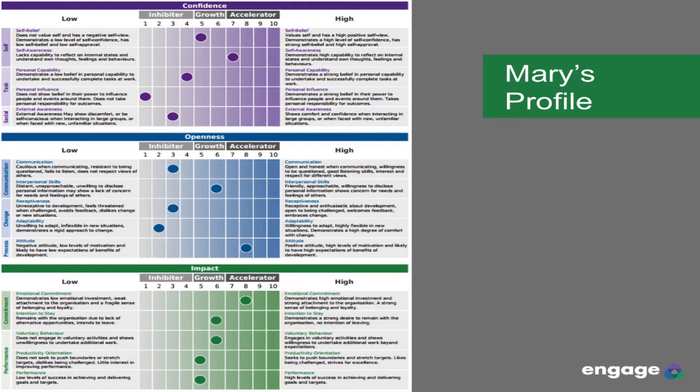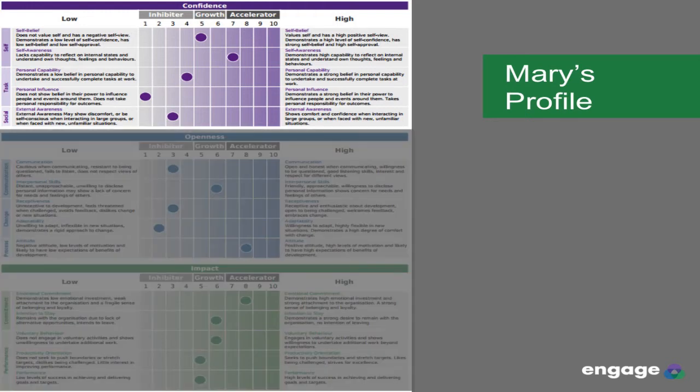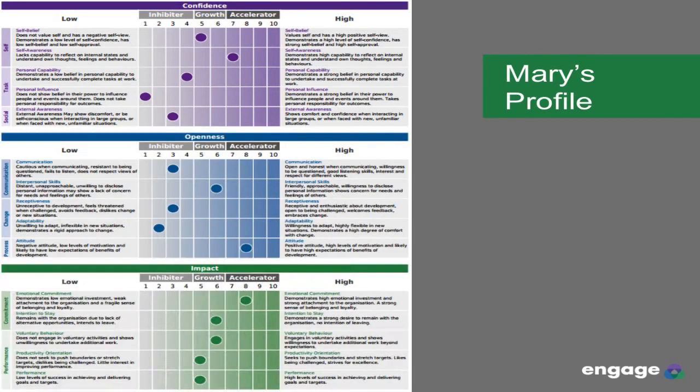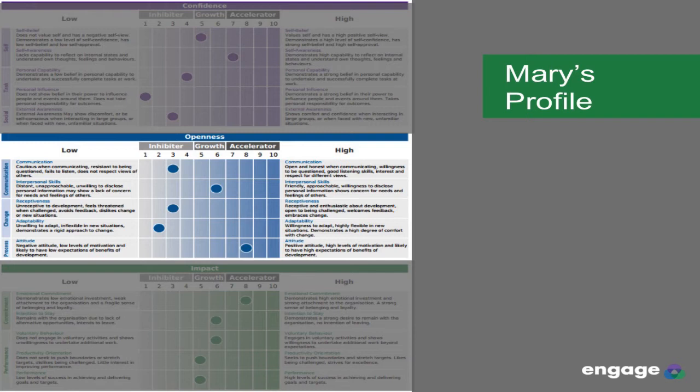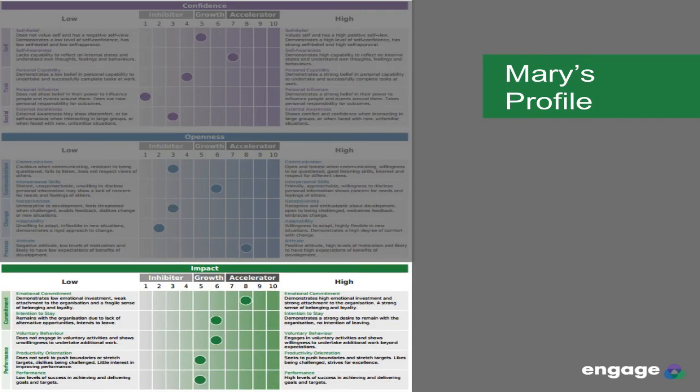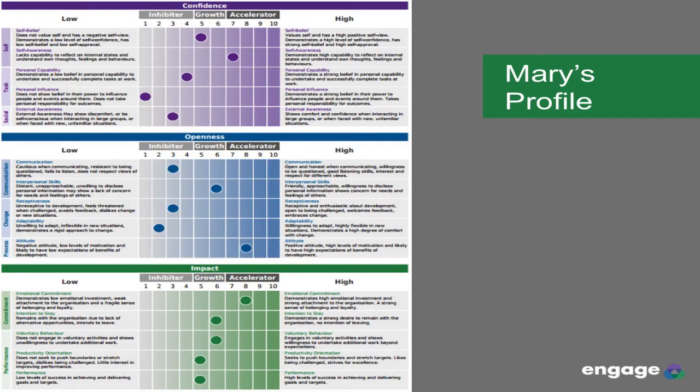What we're going to see here are the next two slides, which look at the two charts within the report. And the first chart that we're looking at here is the construct chart. And what we get is an overall profile for Mary. In the top, the confidence factors in purple, we have 5 scores. The middle section in blue, which are the openness factors, again 5 scores. And then the impact factors in green at the bottom of the chart, which again we have 5 scores.